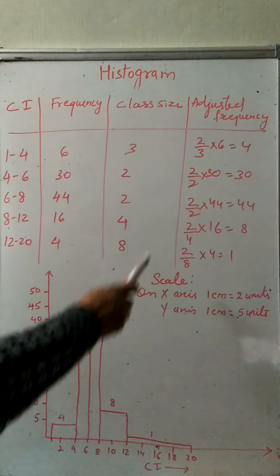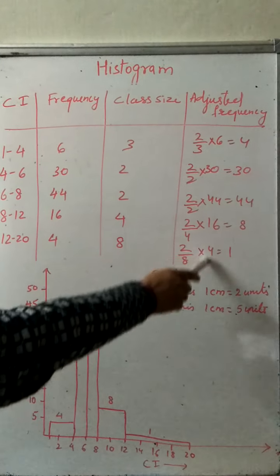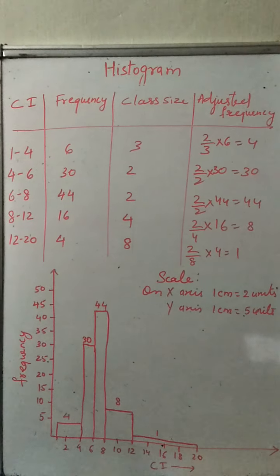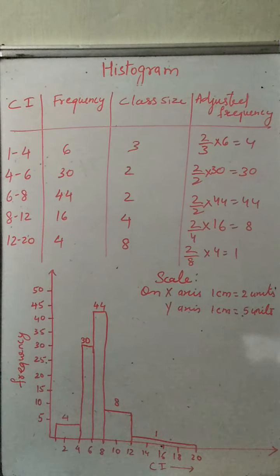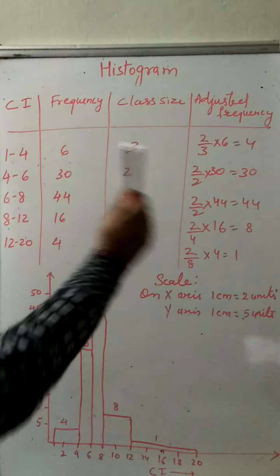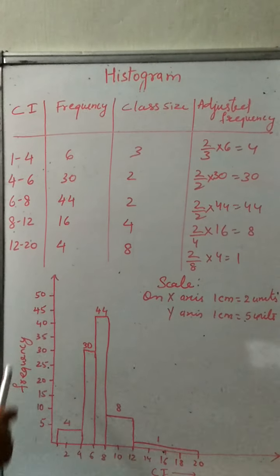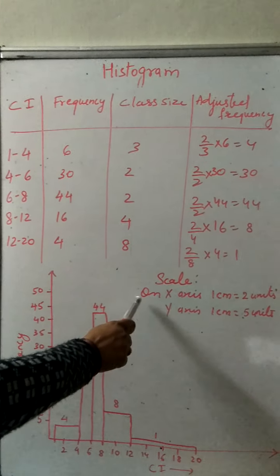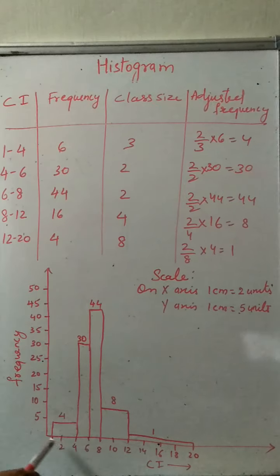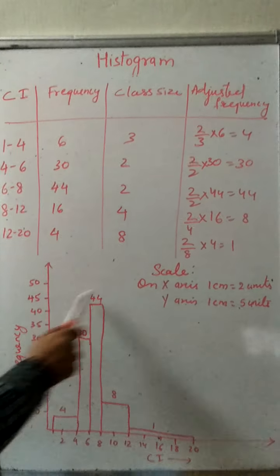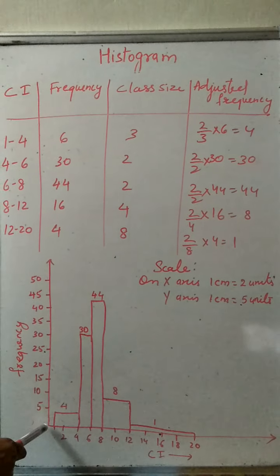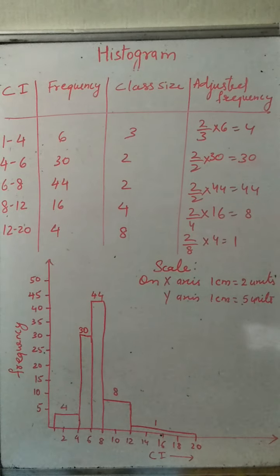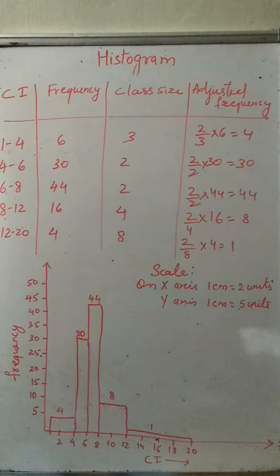Now we have calculated adjusted frequency here for all the class intervals. Now we have to plot a histogram between class interval and adjusted frequency. So we have to take a scale on the x-axis: 1 centimeter I have taken as 2 units, and on the y-axis 1 centimeter I have taken as 5 units. So now let us start.